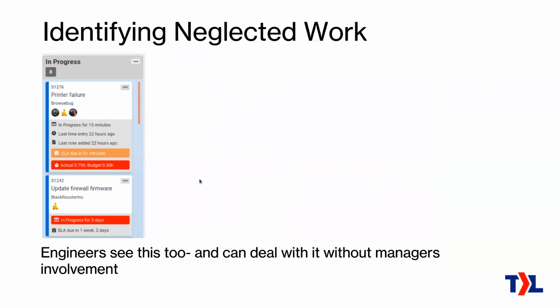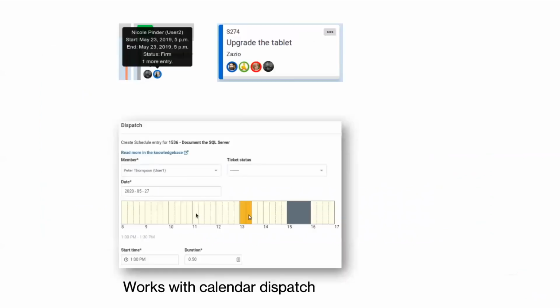It also helps you identify the neglected work by these tags that appear automatically on the tickets. If an SLA is coming due, you want to be notified about that. If something is over budget, or if something is sitting in a certain column for too long, then it will highlight that for you automatically. The engineers see this sort of warning as well, so they can ideally deal with it themselves without bringing in your manager, you, or the dispatcher to help deal with that. That can save everybody work.